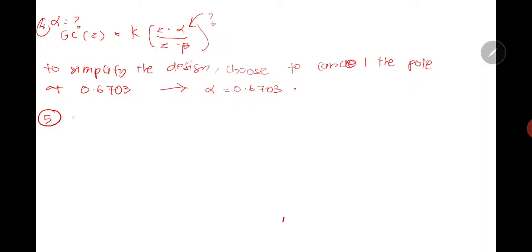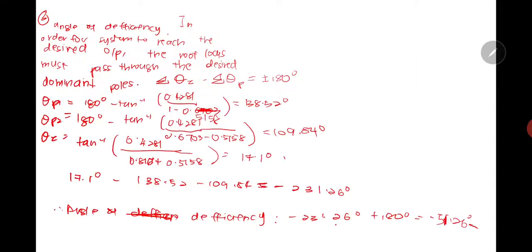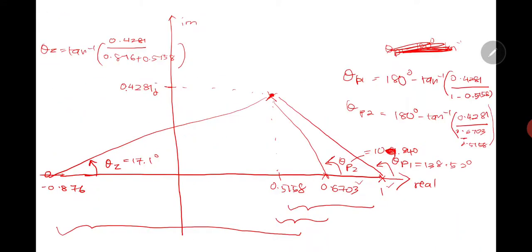For step number 5, we want to find beta. To get this beta, from the angle of deficiency that we have obtained just now, we go back to the root locus that we have drawn. From the pole that we choose to cancel out just now, 0.6703, we draw an angle of the angle of deficiency, so negative 51.26 degrees.